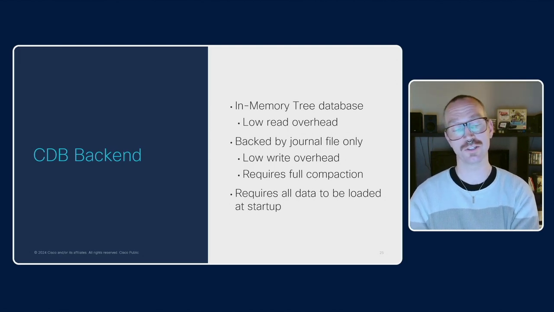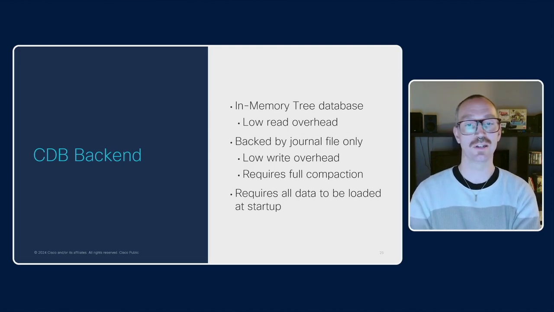And due to this journal file layout, we require all data to be loaded at startup, because it's just a sequence of transactions and it's the sum that represents the current state. So if you would load half of it, you would be at the correct state from the past, but not the current state. And it's not structured in any way, shape, or form, so you couldn't load parts of the tree. This is why we need to load all data at startup.